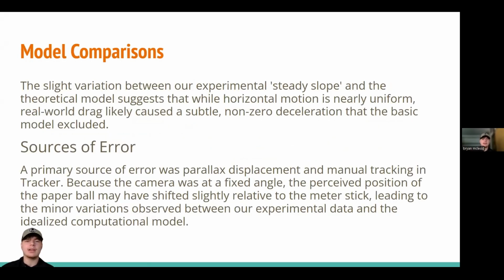Model comparisons. The slight variations between our experimental steady slope and the theoretical model suggest that while horizontal motion is nearly uniform, real-world drag likely causes a subtle non-zero deceleration that the base model excluded.